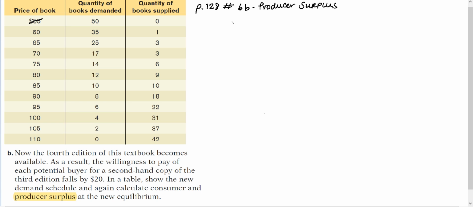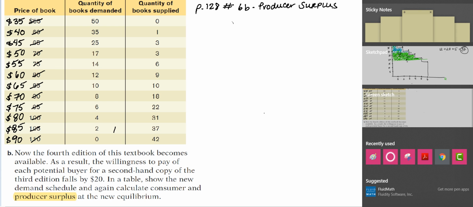So I'm just going to simply cross out the price of the book and replace it by a willingness to pay that's $20 lower. I'm not going to change the quantity of books demanded because the same amount of consumers demand books, just at $20 lower. So as long as I change the price to $20 lower, I can keep my demand schedule the way it is. So I will just go ahead and make those changes all the way down the demand and supply schedule. So I've now made those changes.